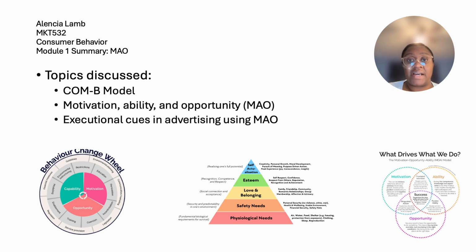According to the article titled COMB Model for Behavior Change, capability is the person's psychological and physical ability to participate in an activity. Opportunities are the external factors that make a behavior possible, and motivation is the conscious and unconscious cognitive process that direct and inspire change. To help better understand this concept, the behavior change wheel is used, as seen in the first image.